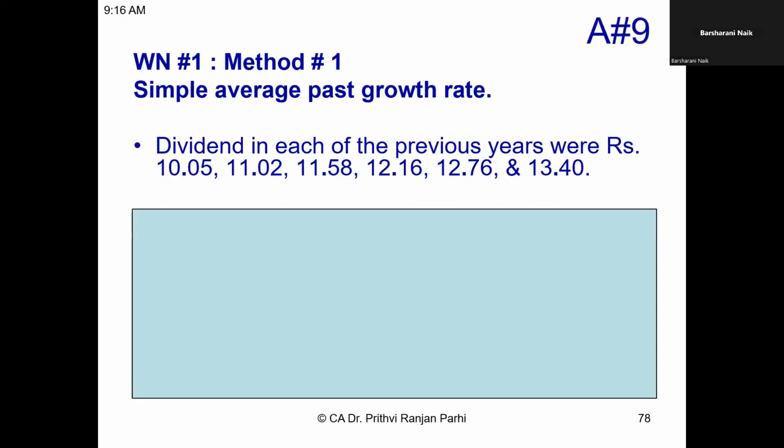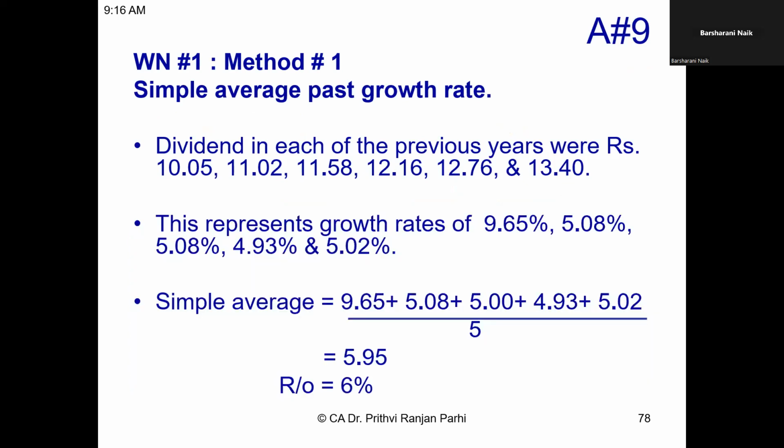First of all, what we are going to do is find out the growth rate. For that, we are computing the simple average growth rate. So these are the figures 10.05, 11.02, 11.58, etc. are the dividend rates. From these dividend rates, let me compute the growth. Growth is computed like this. If you see the growth rates, they come to 9.65%, 5.08%, 4.93%, and 5.02%.